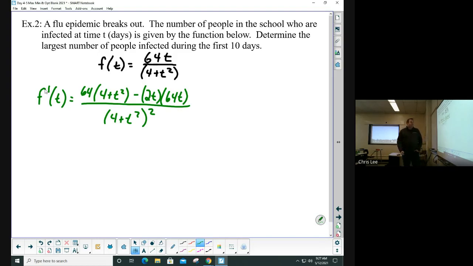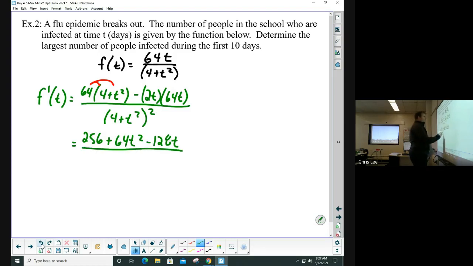We can tidy this up a little bit by rainbowing the top. Actually, I'm going to bring that negative together. So I'm going to rainbow a negative 2y or 2t. Oh, there's not really a rainbow happening. Sorry. But we can do this. 64 times 4, 256, plus 64t squared minus 128t all over 4 plus t squared squared.